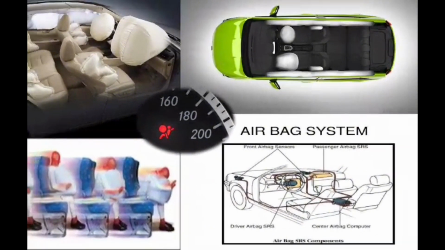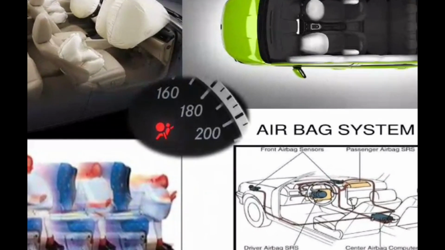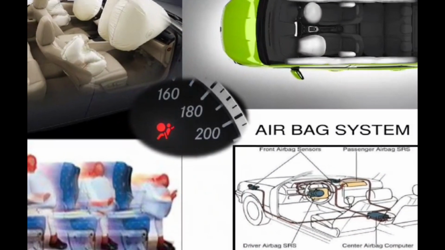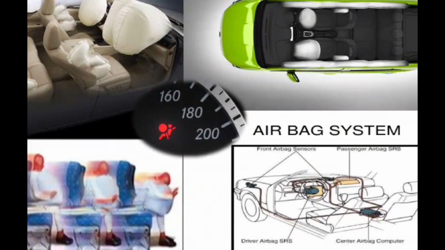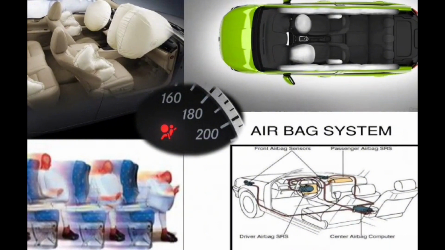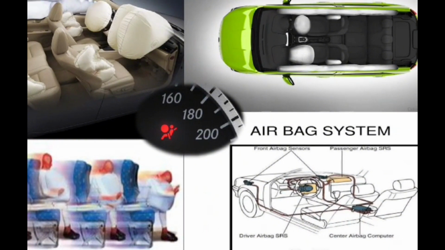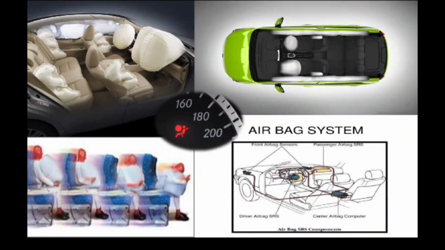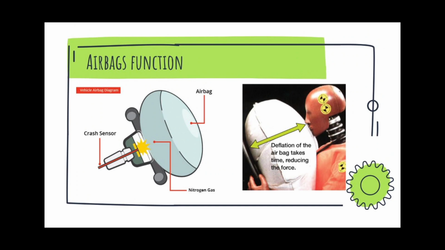So if you see the airbag light is on or flashing on your dashboard, it means your airbags are deactivated and there is a problem with the sensor, fuse, engine, or seatbelt. So you should fix it immediately to keep yourself safe. So now we will talk about how this airbag functions.